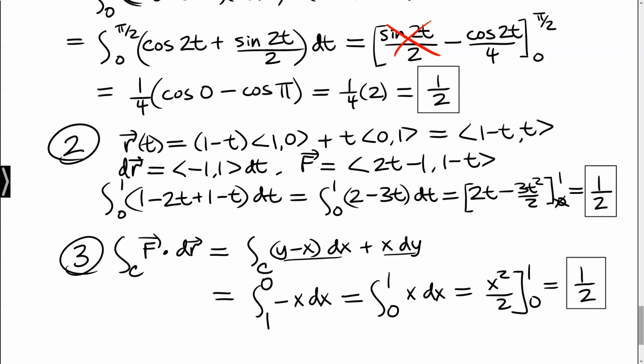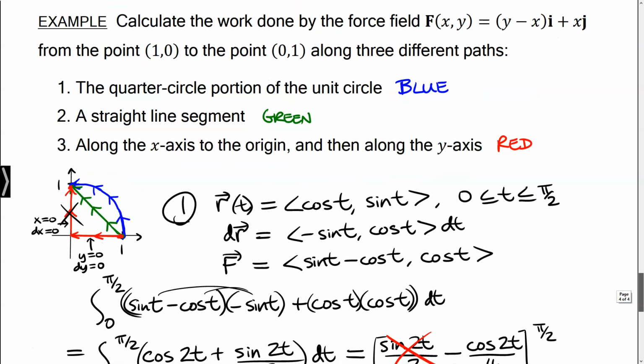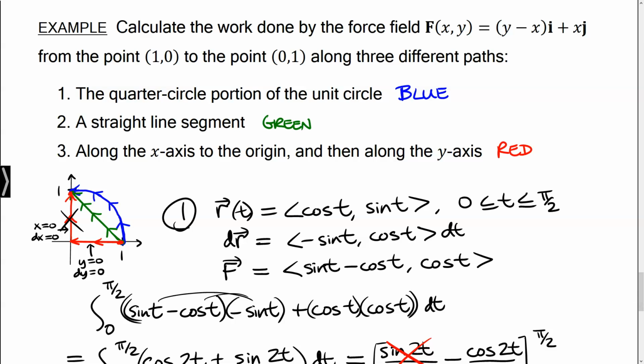So in all three cases, the blue, the green, the red, we saw that we got 1 half. Now that does not, again, show that this field here is independent of path, but it turns out that this one is. So no matter what path we had chosen, not just these three, but any path starting at 1, 0, ending up at 0, 1, we would be guaranteed to get a half. That's what's called a conservative vector field, and it's something we're going to talk about a lot later.